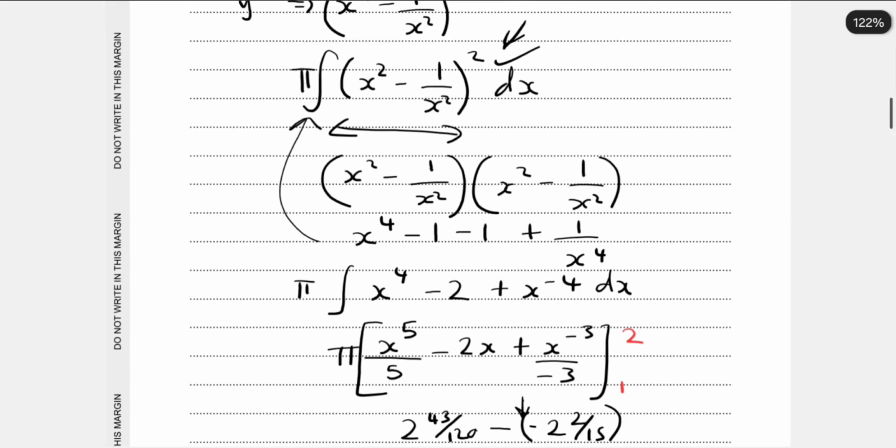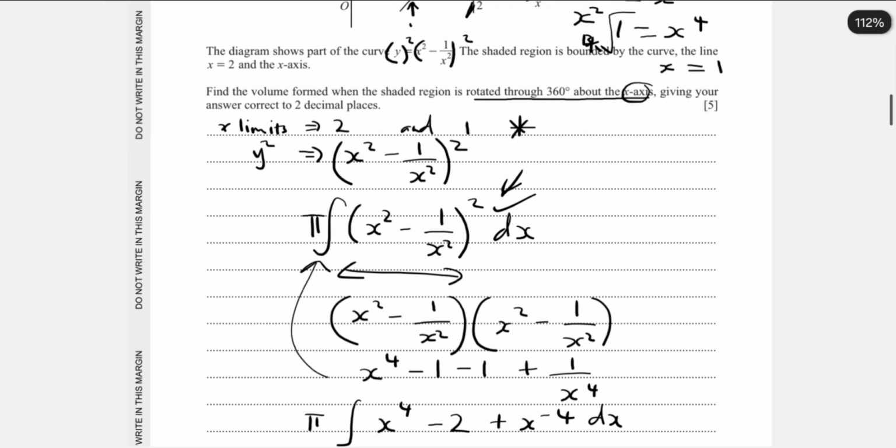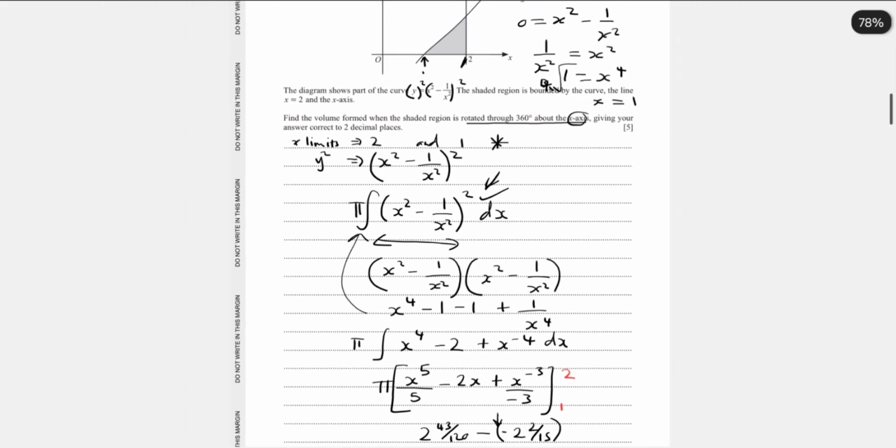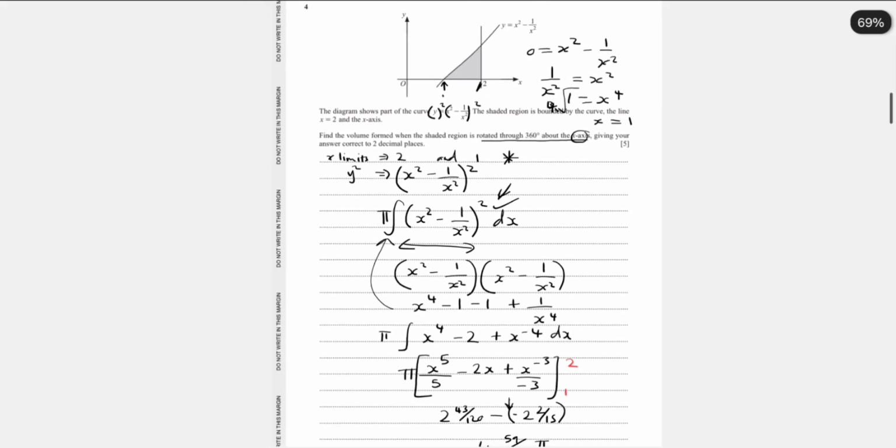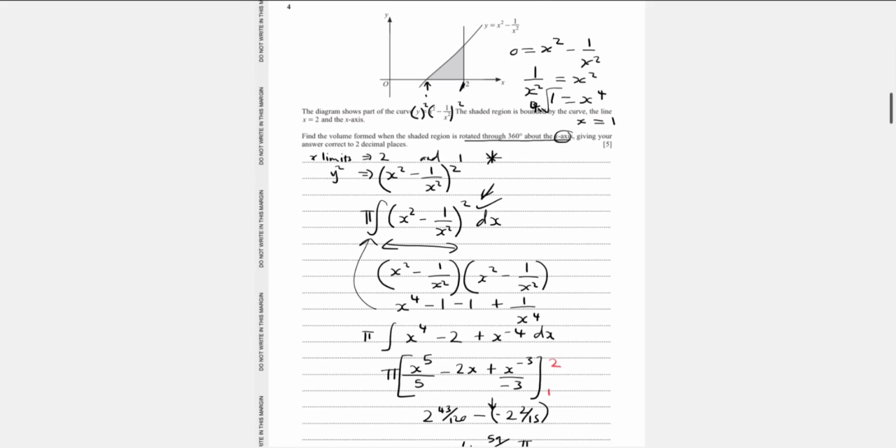So if they say the shaded region is being rotated through the y-axis, just know that you're using limits in the y-axis and an expression in x squared. So if you already have an expression in y, like in this case, you just have to make x squared the subject, then you integrate the expression that you get. And if they say it's being rotated about the x-axis, you use limits in the x-axis and you use an expression in y squared.